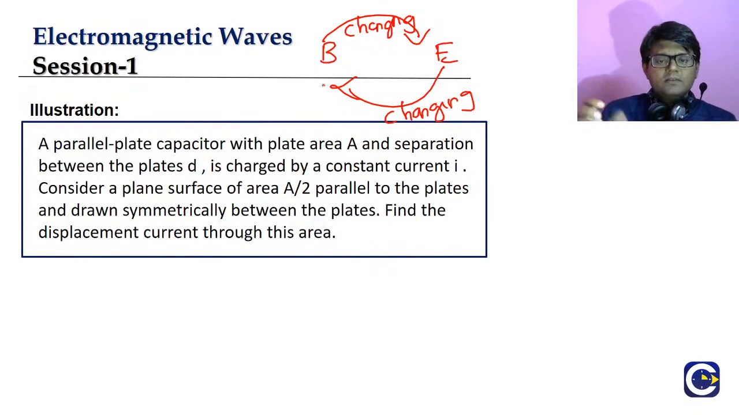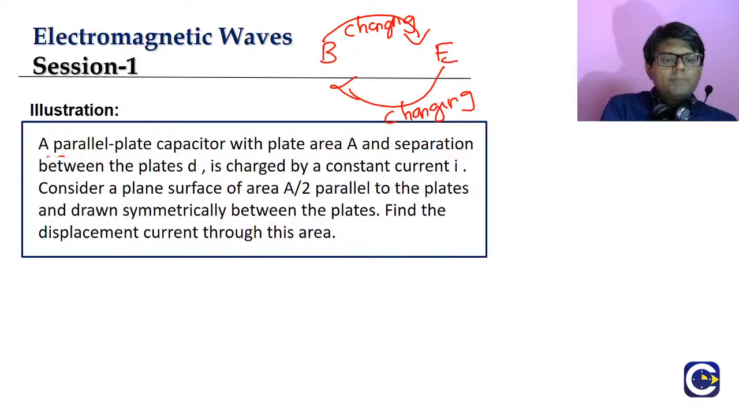The displacement current idea is this much only. On displacement current, the only things we need to keep in mind are, first, the formula for displacement current: epsilon naught into d phi E by dt. Second, with regard to capacitor charging, when a capacitor is getting charged, the total displacement current through the entire area of the capacitor plate will be equal to the conduction current value. Now this particular question will help us understand the displacement current concept in a better manner.